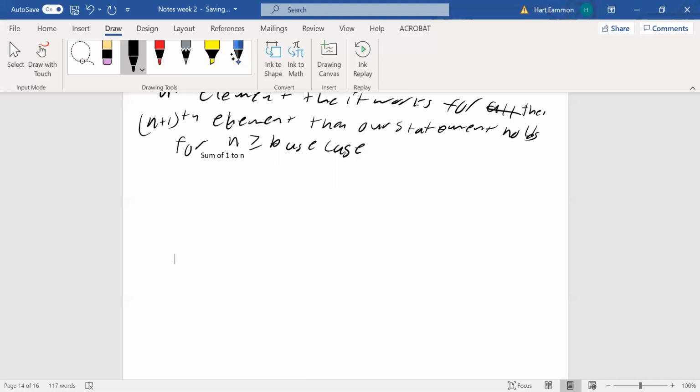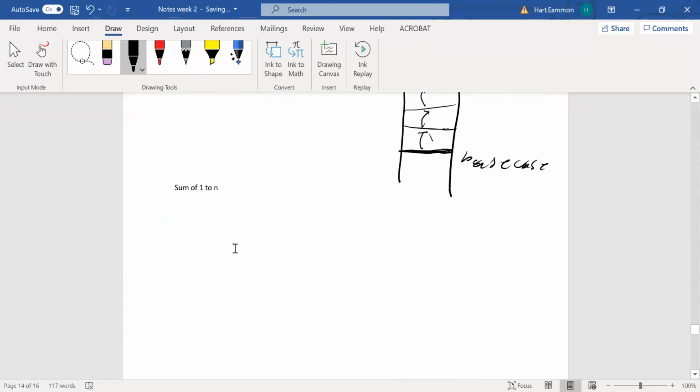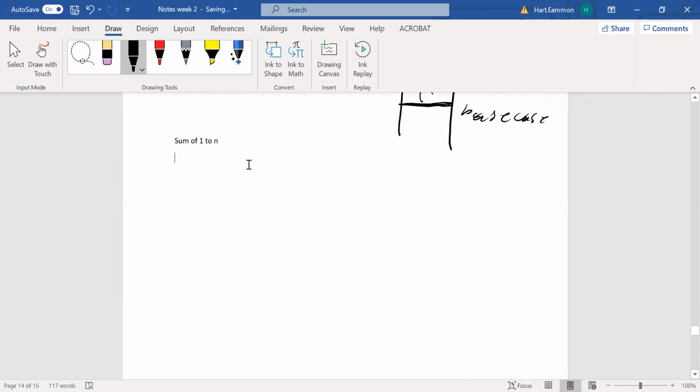You can picture this basically as a ladder. If we can get in at our base case, that puts us on the ladder, and then the second step, our inductive hypothesis, allows us to jump from one rung to the next rung to the next rung. So that's the concept of induction, or weak induction. If it's not specified, we'll be using weak induction.